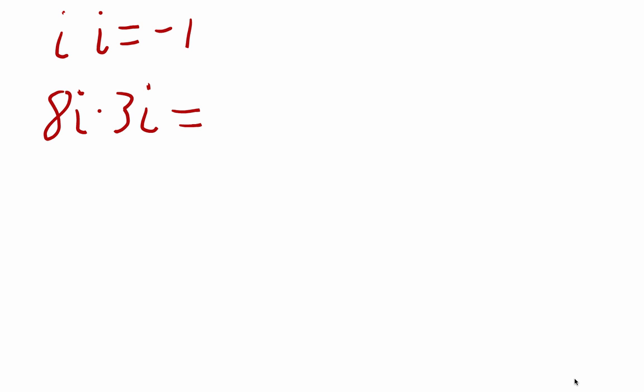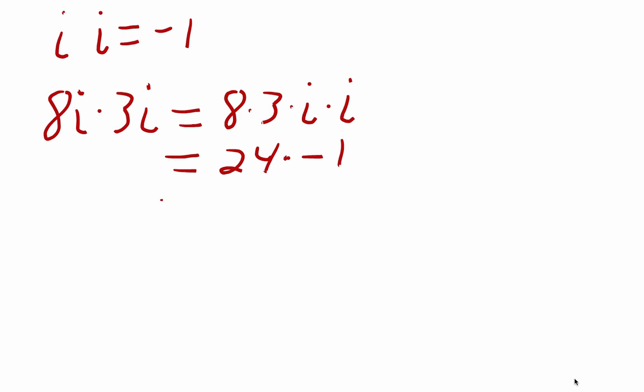So let's say we have 8i times 3i. Well, let's put the things together that look alike. So we have the 8 and the 3 times i times i. 8 times 3 is 24, and we know that i times i is negative 1, so we have times negative 1. And 24 times negative 1 is negative 24, so that would be my answer.